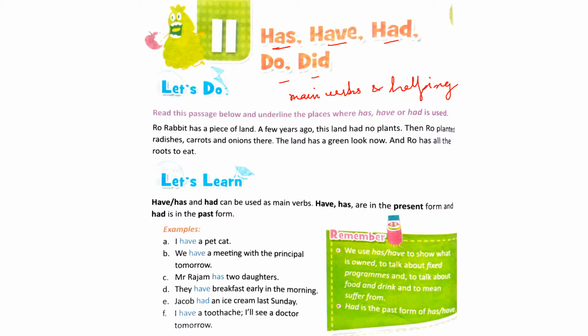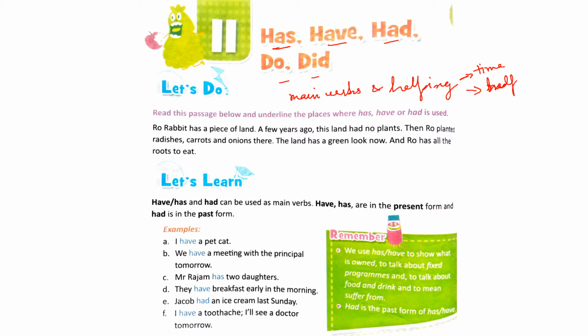Now main verbs and helping verbs we have already discussed in chapter 10. What are main verbs, children? Main verbs are the verbs that convey the main meaning in the sentence, and they can stand alone. That is, they don't need any other word to make complete sense in the sentence. Helping verbs on the other hand have different functions. They help the main verb, and they also tell the time or the tense in the sentence.